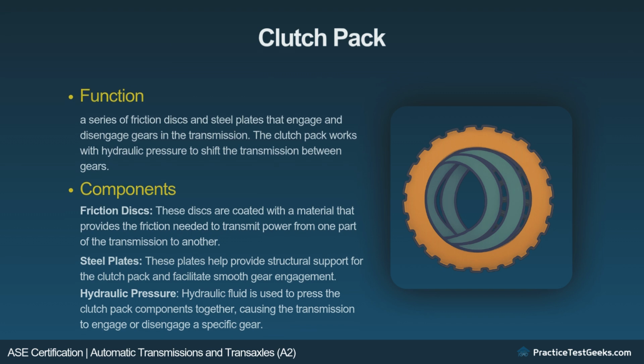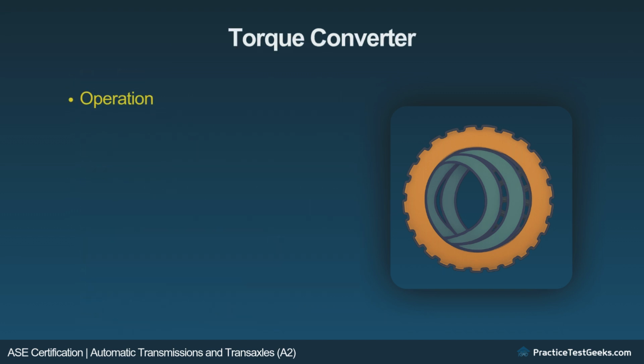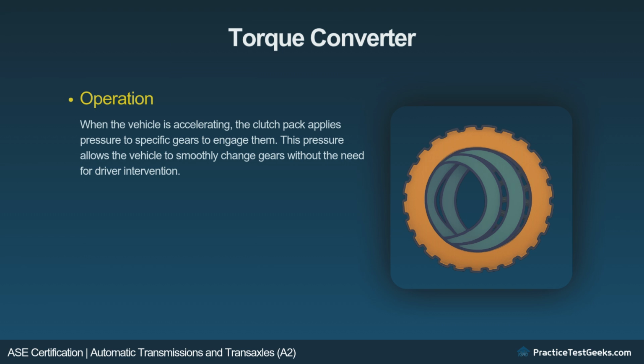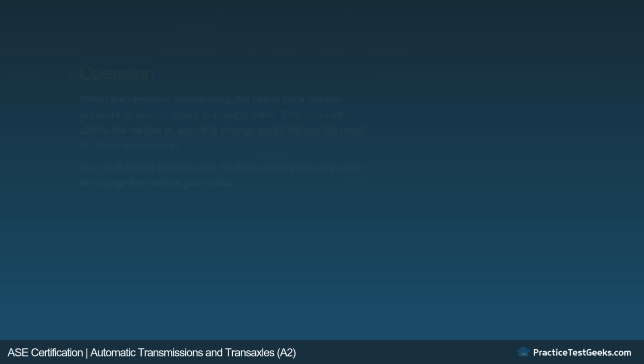Hydraulic pressure. Hydraulic fluid is used to press the clutch pack components together, causing the transmission to engage or disengage a specific gear. Operation. When the vehicle is accelerating, the clutch pack applies pressure to specific gears to engage them. This pressure allows the vehicle to smoothly change gears without the need for driver intervention. In a multi-speed transmission, multiple clutch packs are used to engage the various gear ratios.